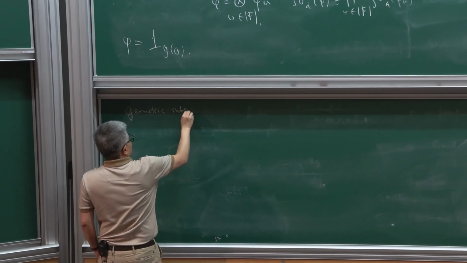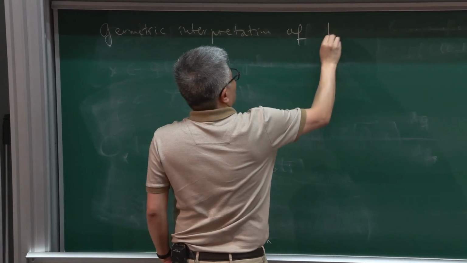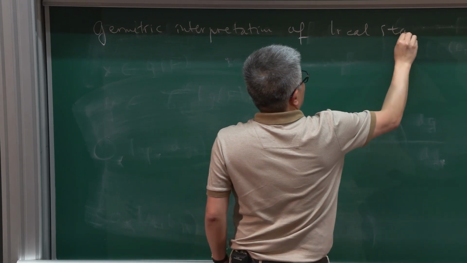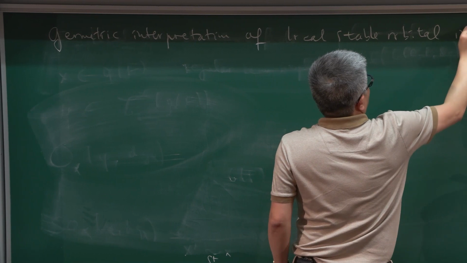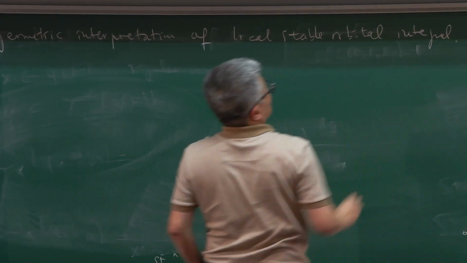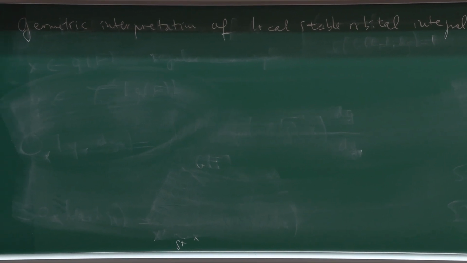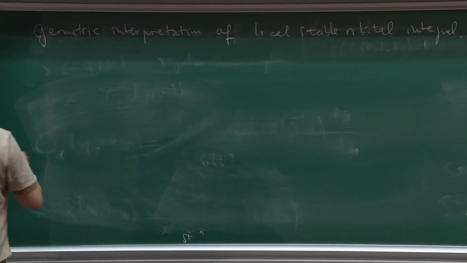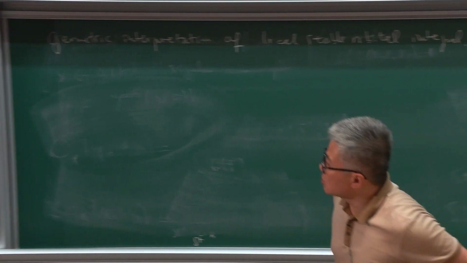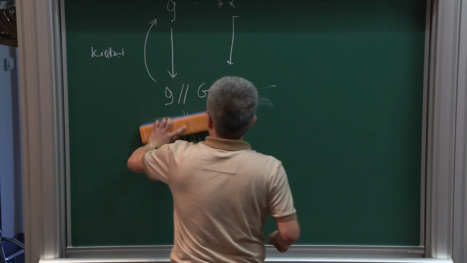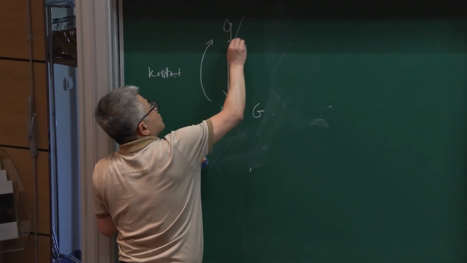The geometric interpretation of local stable orbital integrals: I think I will just give you the result. I'm not going to go through the counting exercise. So from these pictures, I just put them here because it's very important to look at these pictures, because they are very much different.